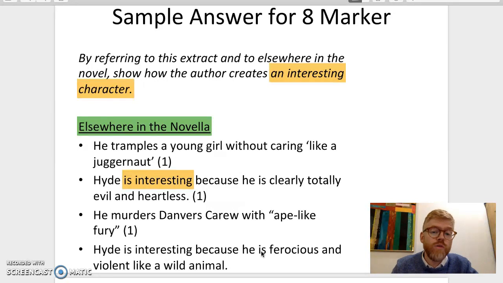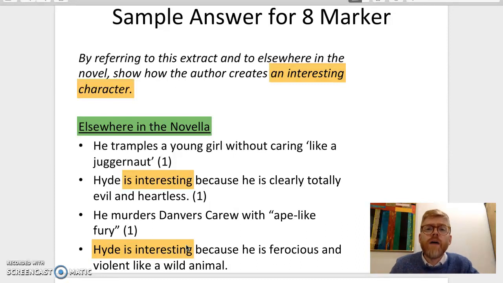Again, just a little bit of context for the quote. It gets me a mark. And then again, Hyde is interesting because he is ferocious and violent like a wild animal. So there is a second sample answer for the 8 marker, and hopefully you can see the structure working and the sorts of things that you would need to write in order to get the marks at this level.